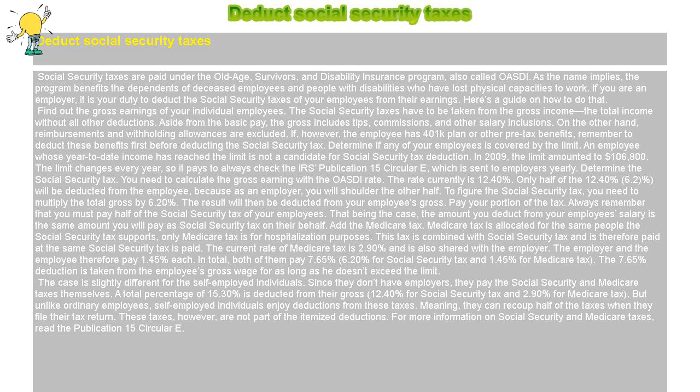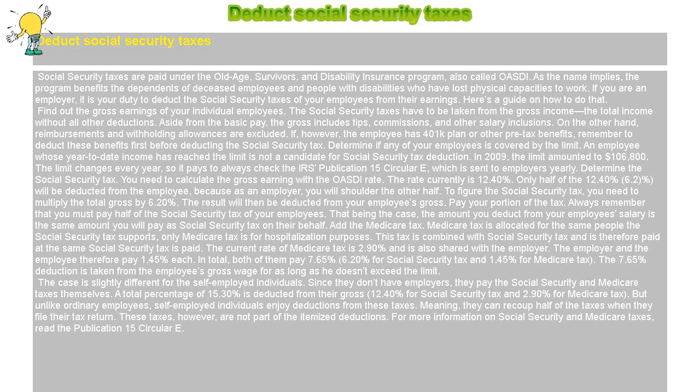To figure the Social Security tax, you need to multiply the total gross by 6.2%. The result will then be deducted from your employee's gross.